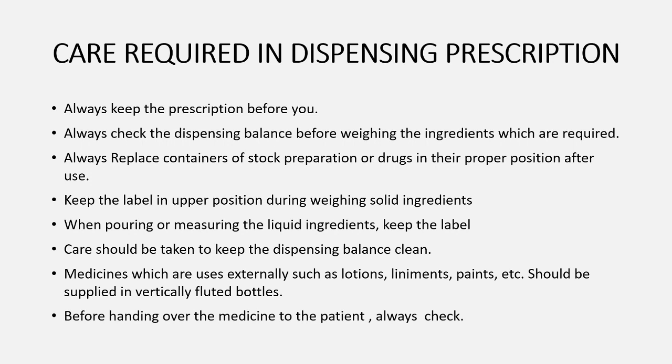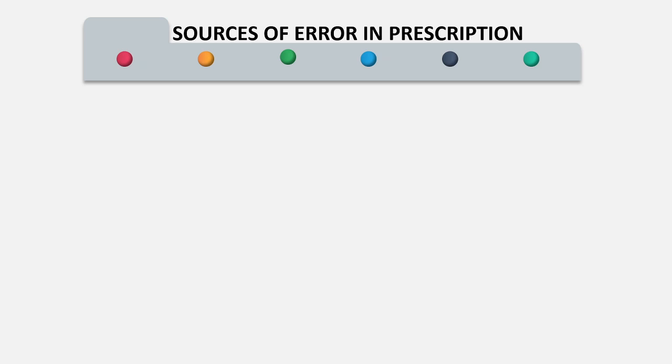Before handing over the medicine to the patient, always check that the correct preparation in the correct strength has been supplied, and the correct direction has been stated on the label. So we come to the last topic of this video, that is errors of prescription. Prescription errors are unintentional mistakes in the prescription, dispensing and administration of medication. Some prescription errors include wrong patient, incorrect medication, inappropriate dose, wrong time, wrong route of administration, and wrong rate of administration. So we'll discuss what the errors are.